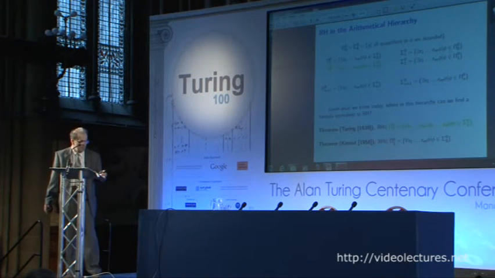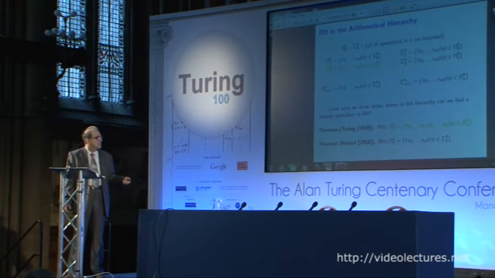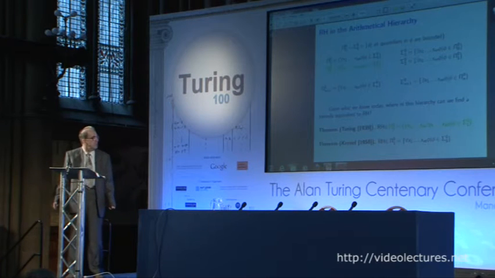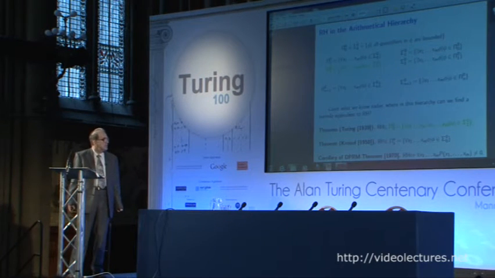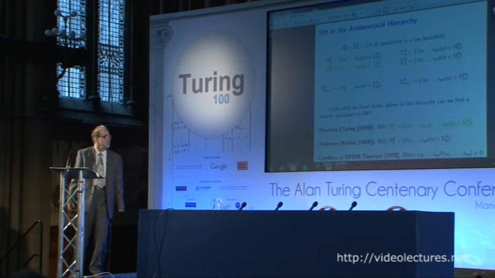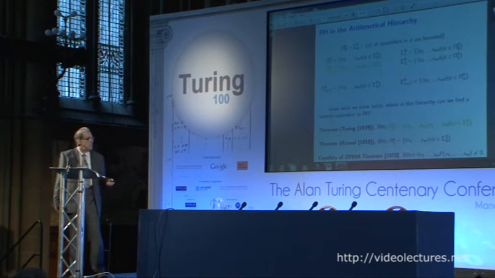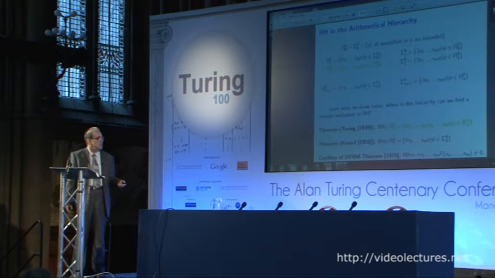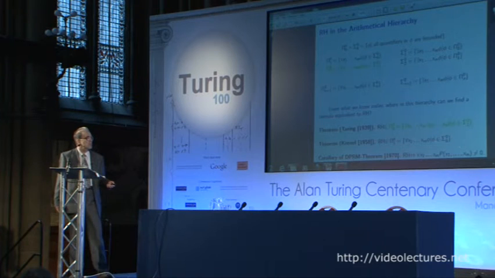But nevertheless, there was some progress in this direction. Namely, in 1970, the so-called DPRM theorem was proved. And this theorem allows us to specify this phi here. We can take for this phi a formula of the following kind: a polynomial with integer coefficients being not equal to zero.